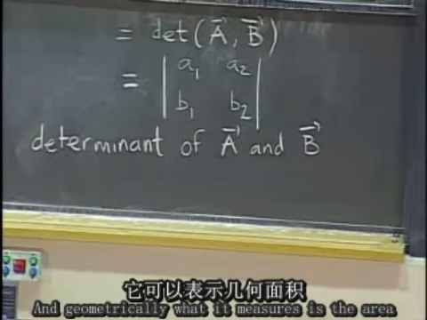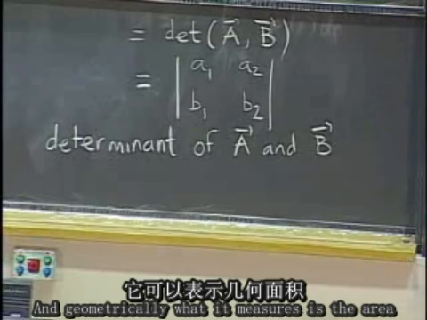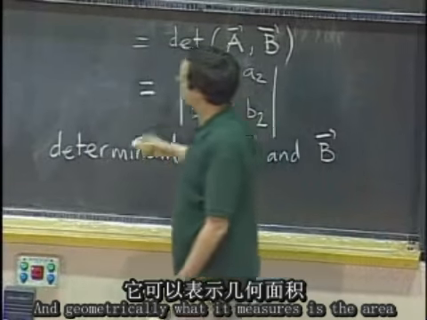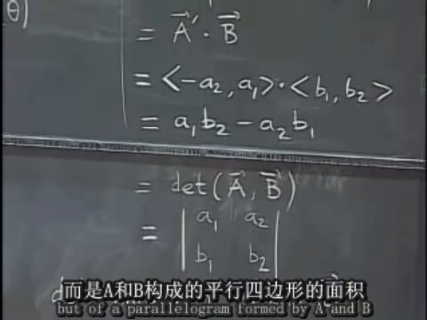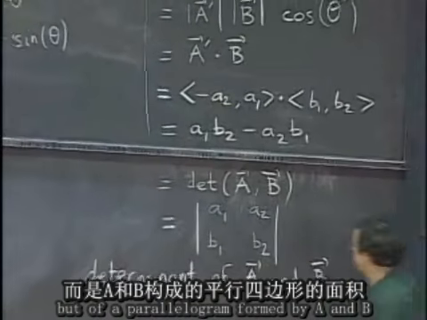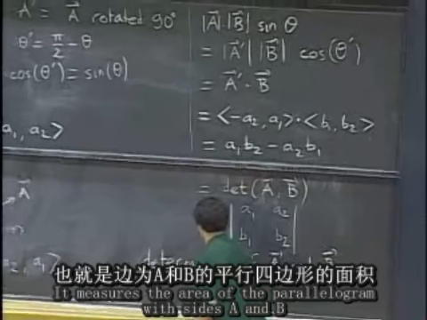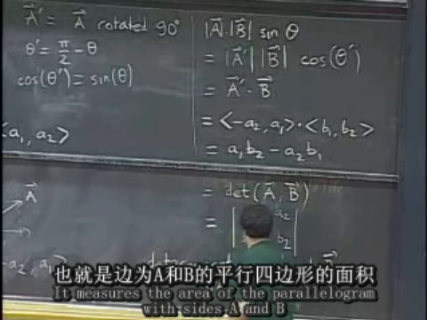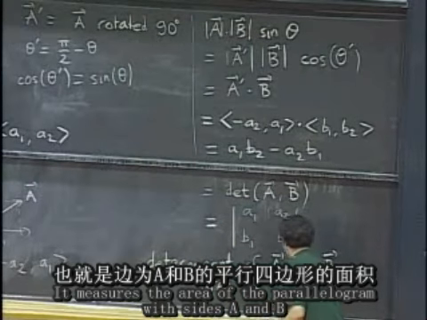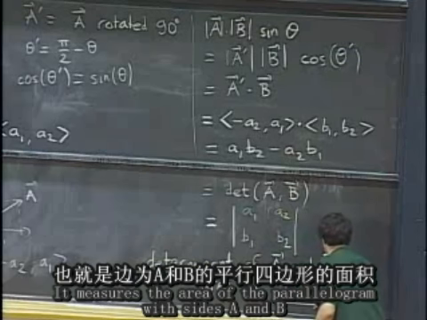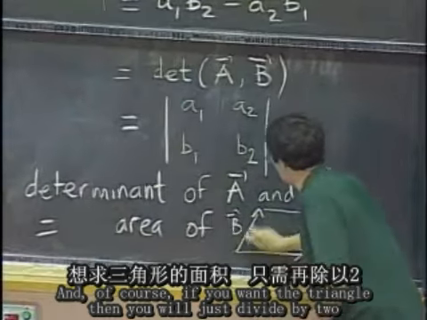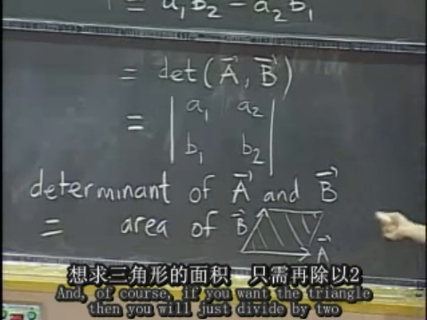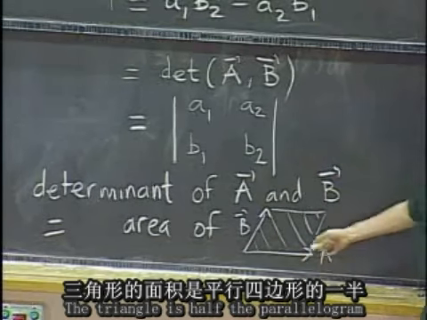And geometrically, what it measures is the area, well, not of a triangle because we didn't divide by 2, but of a parallelogram formed by A and B. So it measures the area of the parallelogram with sides A and B. And of course, if you want the triangle, then you will just divide by 2. Okay, the triangle is half a parallelogram.